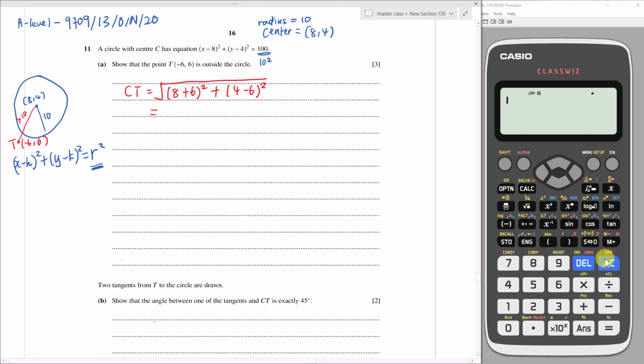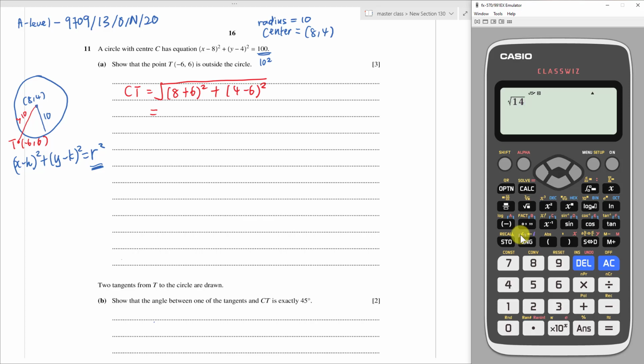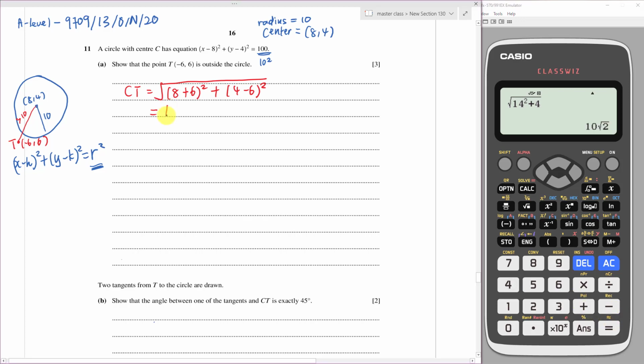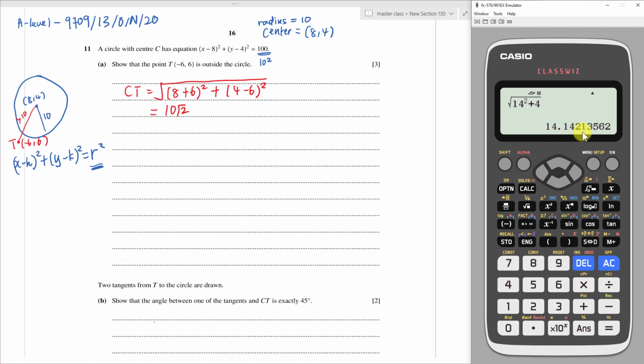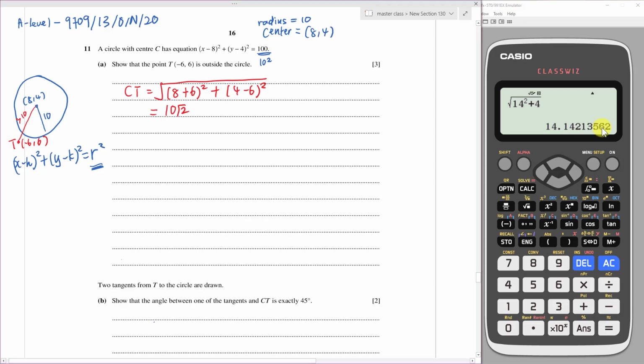Then this one I will just use the calculator to do. 6 plus 8 will be 14 squared, and then this one is negative 2 squared, which will be plus 4. So this one will be 10 root 2. If you see it in decimal, you should be able to see it's actually more than 10 units already. So this one is more than 10. So I say therefore T is outside the circle.